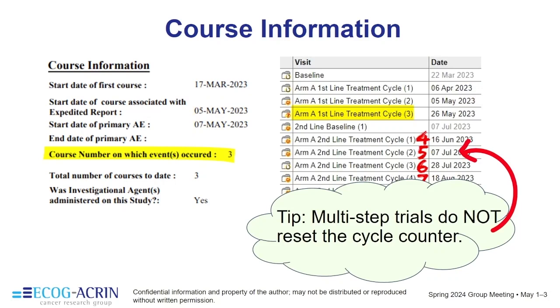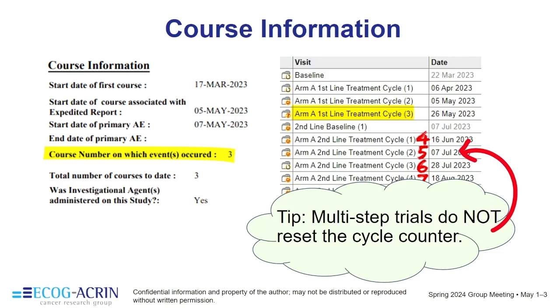Course information, the course number on which the events occurred. So the query that I'm asking about most often here is that if you've got a multi-step trial, you've got step 1, then sometimes Rave will say step 1, cycle 1, 2, 3, and then step 2, cycle 1, 2, 3. So it's not always going to match what you're seeing in Rave.